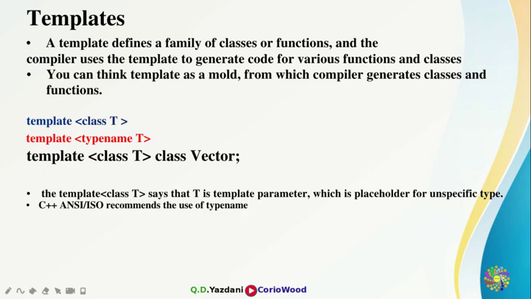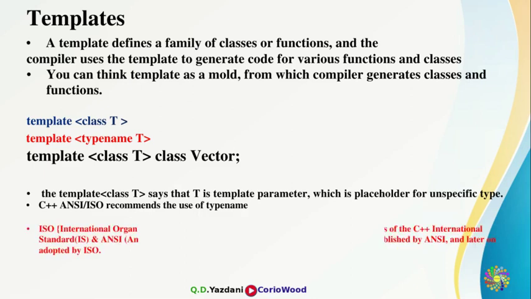Don't get me wrong, you can put X as well. You don't need to just put a T. The reason is T is very common, because everyone uses T, but you can put X here as well. No problem. And keep in mind that C++ ANSI and ISO recommend the use of type name. If you go to the manual, C++ recommends you use type name instead of class, but because everyone uses class, there is nothing wrong with this. So we're going to use class throughout our program.